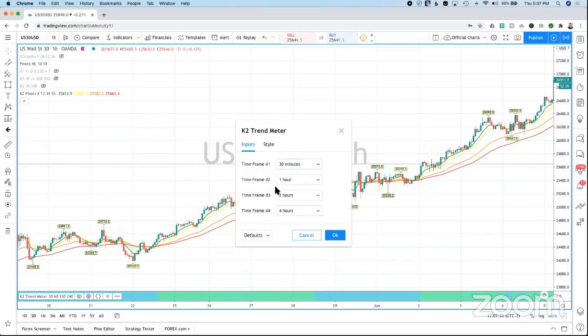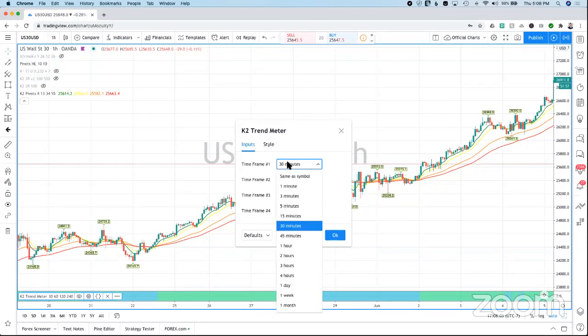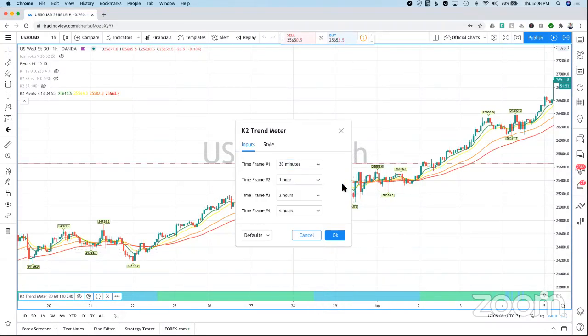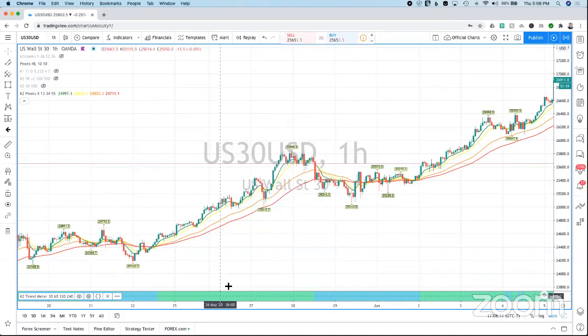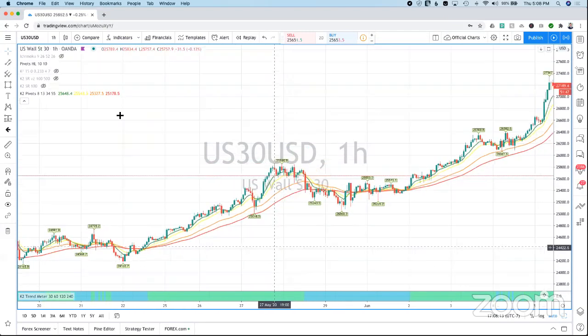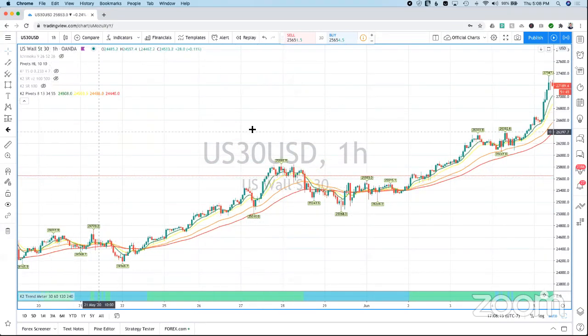If you trade intraday like I do, you can change it to the intraday settings, which is generally the 30-minute, 1-hour, 2-hour, and 4-hour. Or if you guys are going to be swing trading, you can also change it to the 4-hour, daily, weekly, monthly. But for demonstrational purposes, I'm going to leave it with intraday because I don't really trade swing. I don't really like pulling trades for that long.